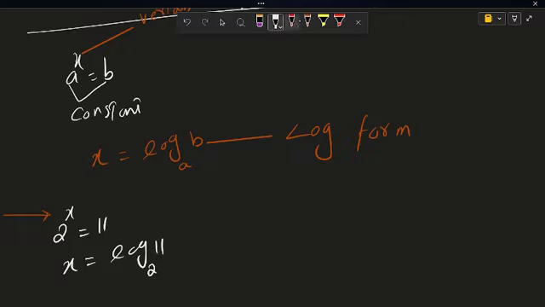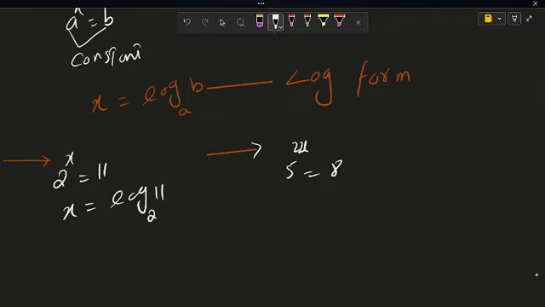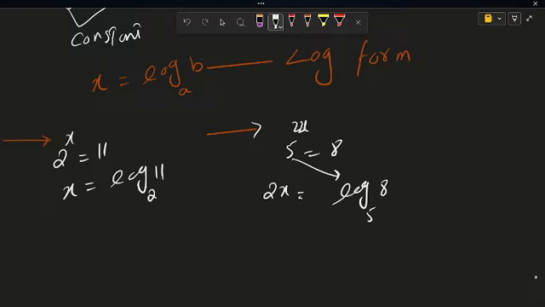Second question. If you have 5 raised to the power 2x, which is equal to 8, so 2x will retain its position and 5 will be shifted over here as the base of log. So 2x is equal to log base 5 of 8. In this way you can make the form of your question as log. I think you understand what I want to say over here.